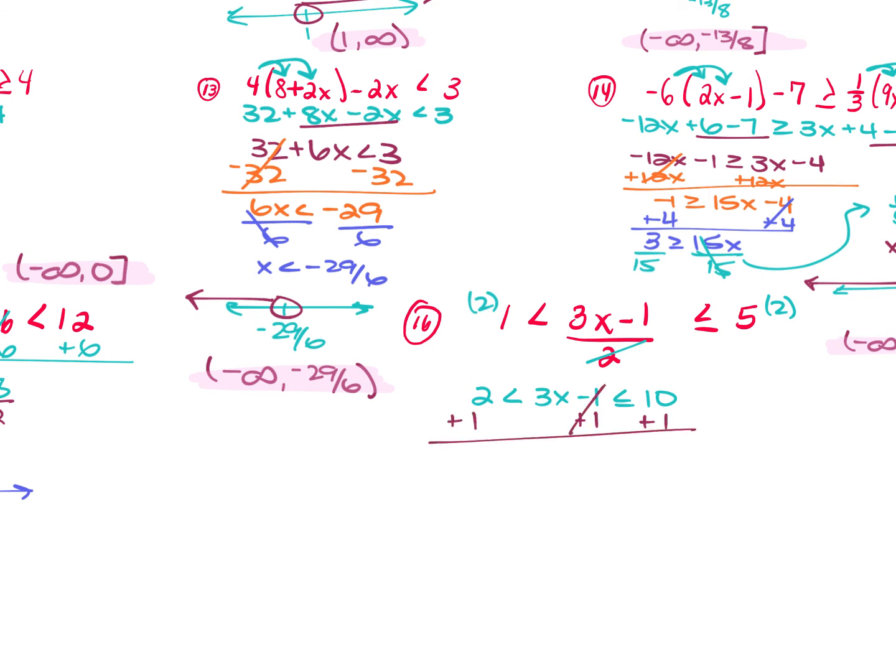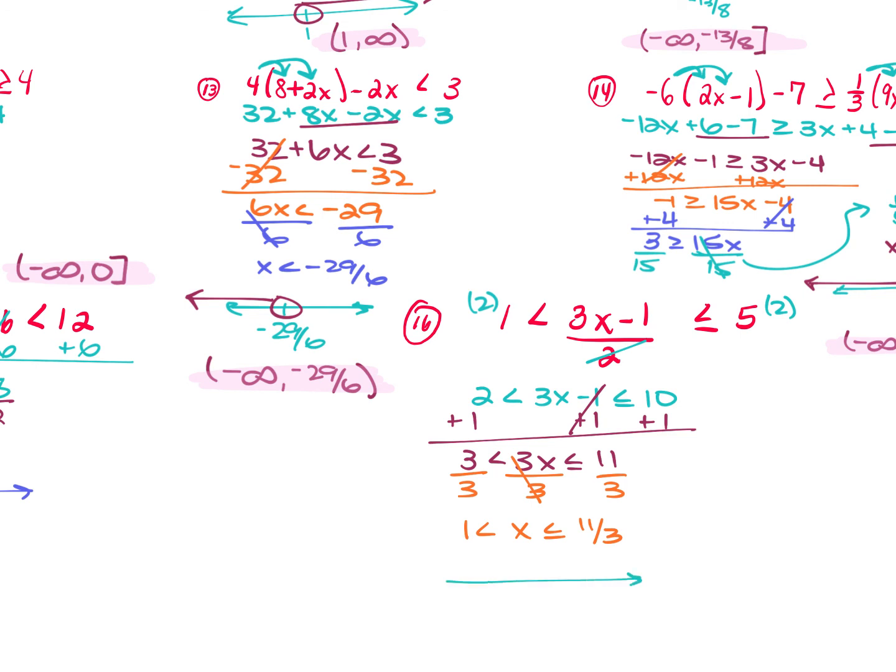Cancels out from the middle. We have 3 is less than 3x, which is less than or equal to 11. From here, divide out the 3 from the middle and divide it from each part. So 1 is less than x, which is less than or equal to 11 over 3. Your x is by itself now in the middle.